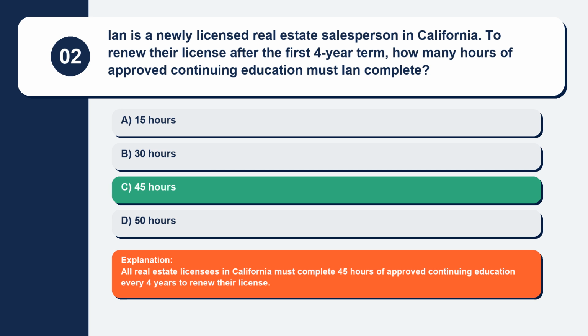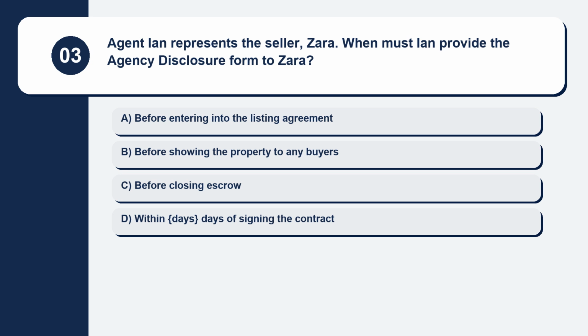Explanation. All real estate licensees in California must complete 45 hours of approved continuing education every 4 years to renew their license. Question 3. Agent Ian represents the seller, Zara. When must Ian provide the agency disclosure form to Zara? Here are your options. Option A, before entering into the listing agreement.